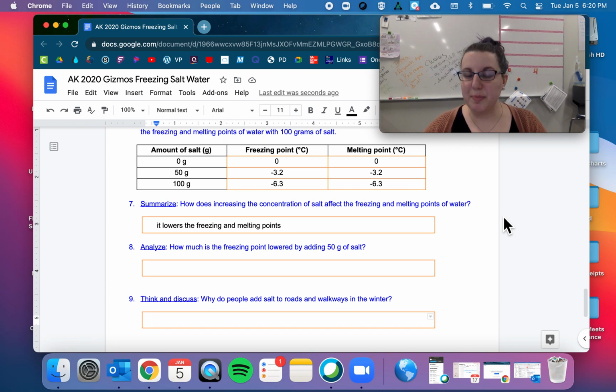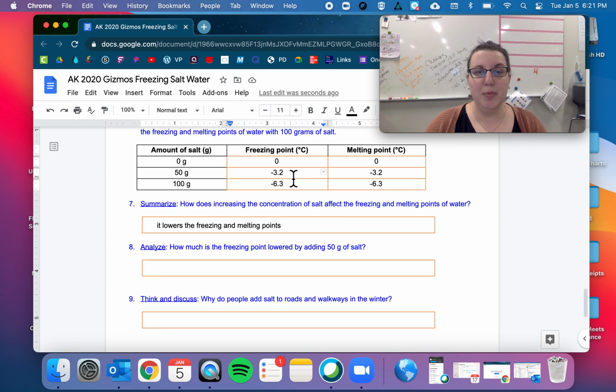So you asked about the last two questions on today's assignment. So I'm assuming you're talking about 8 and 9. So for analyze, how much is the freezing point lowered by adding 50 grams of salt? So we have this table up here that I filled out. Yours might be off or different by like 0.1 or 0.2.